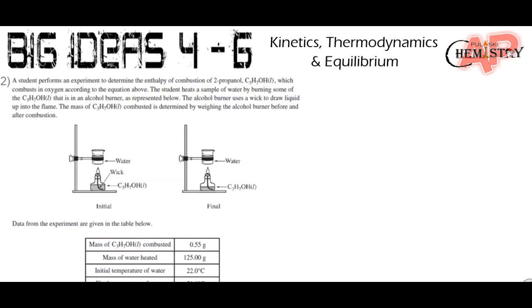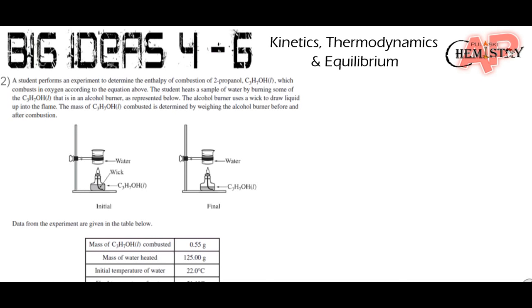So we're going to look at our second problem here. We're going from an equilibrium problem to a thermodynamic problem. So we have an image here. It says a student performs an experiment to determine the enthalpy of combustion, so basically the amount of energy flow that comes from combustion of 2-propanol. The student heats a sample of water by burning some of the propanol. The alcohol burner uses a wick to draw liquid up in the flame. The mass combusted is determined by weighing the alcohol burner before and after combustion.